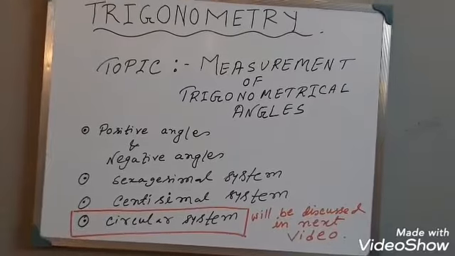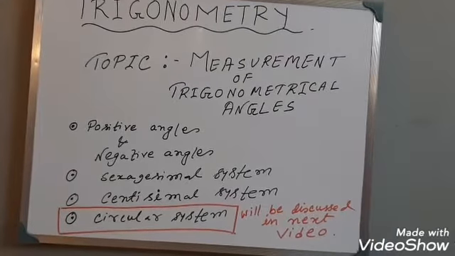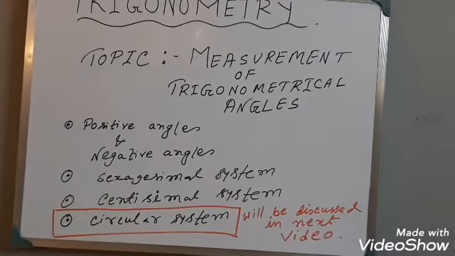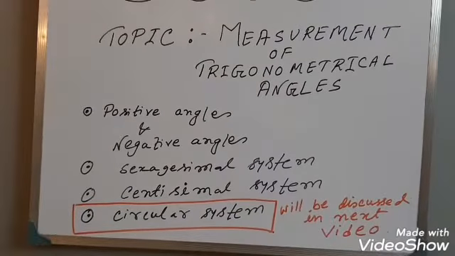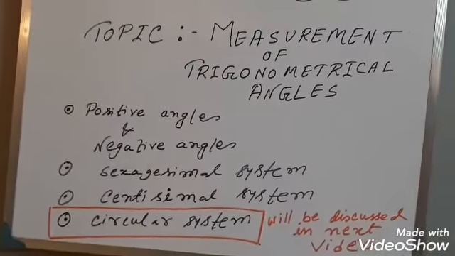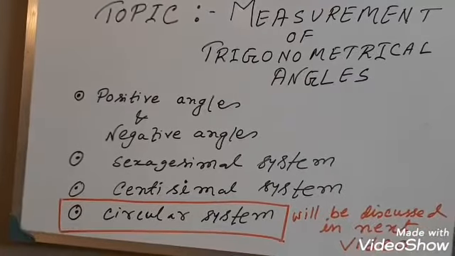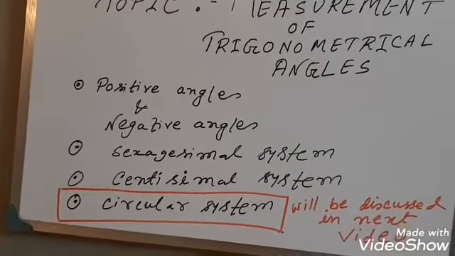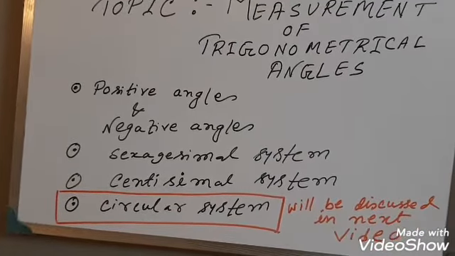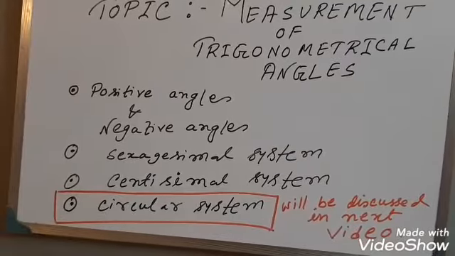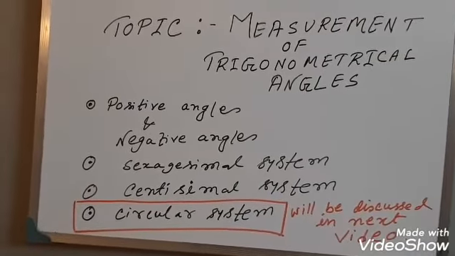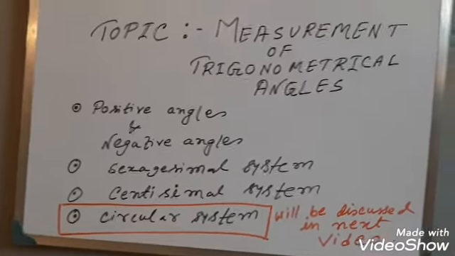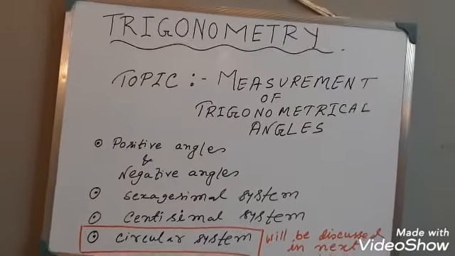Today's class is on trigonometry and today's topic is measurement of trigonometrical angles. Today we'll discuss positive angles and negative angles, the sexagesimal system, the centesimal system and the circular system. Today we can discuss up to the centesimal system only, and the circular system we will discuss in the next video. Don't worry.